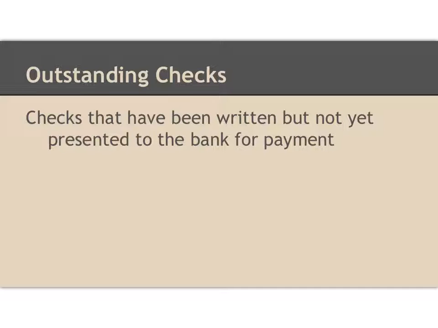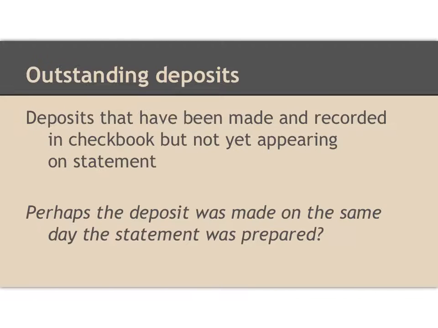So logically enough, an outstanding check would be a check that has not made its way back to your bank for payment. Your bank doesn't know yet that this check was issued to somebody. And similarly, an outstanding deposit is a deposit that was made but didn't make it into the record in time to be part of this bank statement. Perhaps the deposit was made the same day that the statement was prepared, but it didn't actually get posted into your account until the next day.